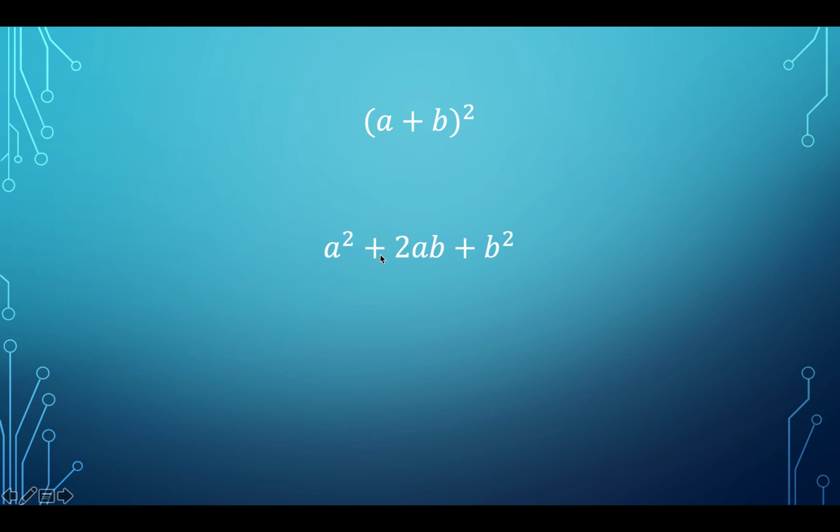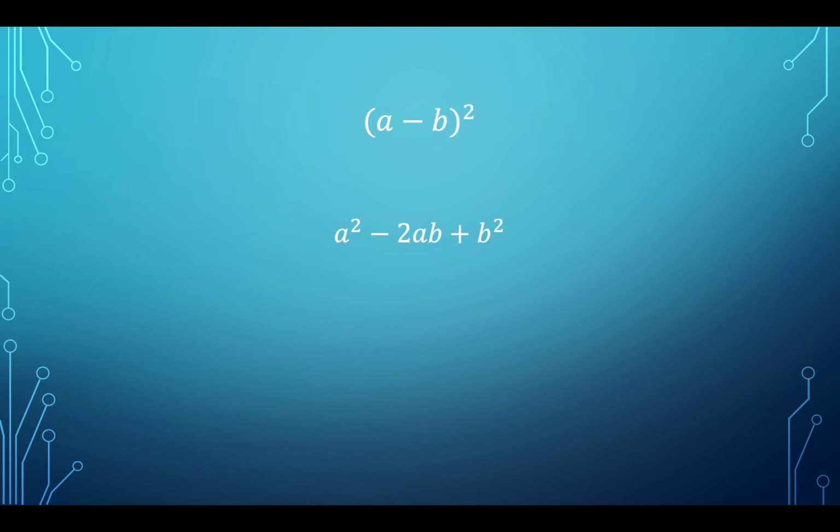A squared plus 2ab plus b squared. Now you could remember that, or you could just do FOIL. Personally, I don't have this memorized. I remember how to do it with FOIL. I think it's a little easier.